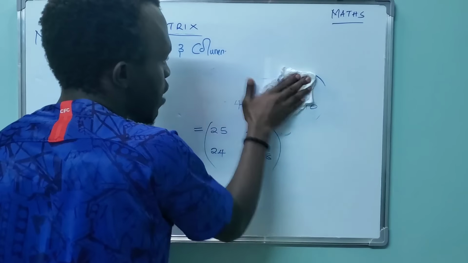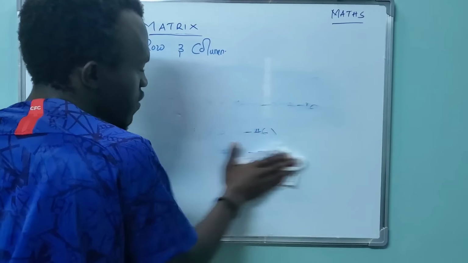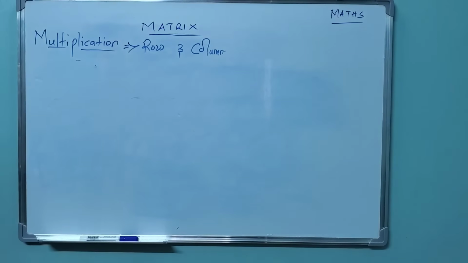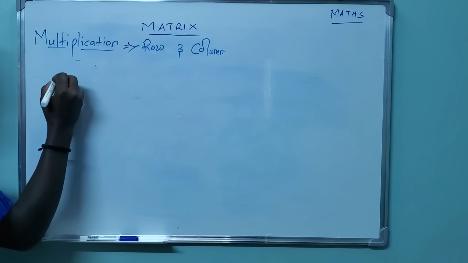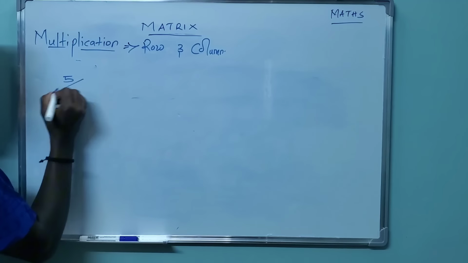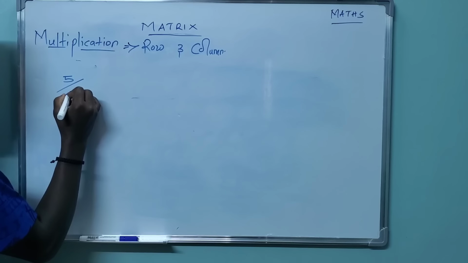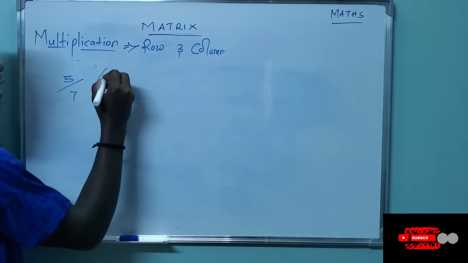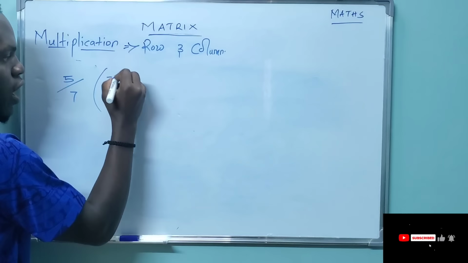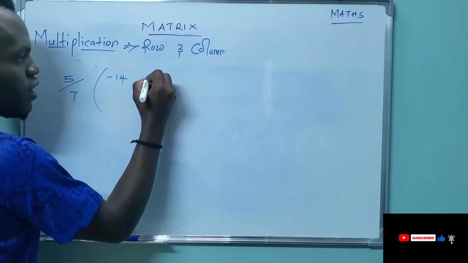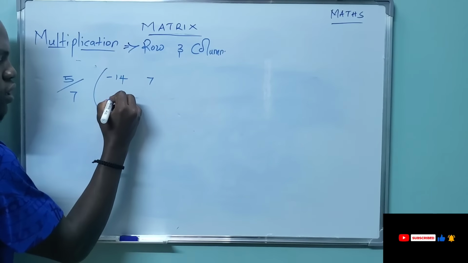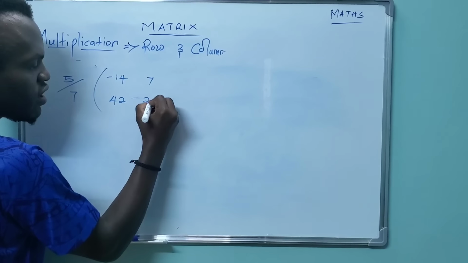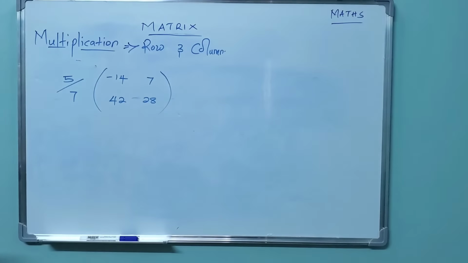This is now another type of multiplication that involves matrices. So we have this type of multiplication. Let's say for instance you have there maybe 5 over 7. Then you multiply it by a matrix, maybe negative 14, 7, maybe 42, 28. Now what are we going to do?